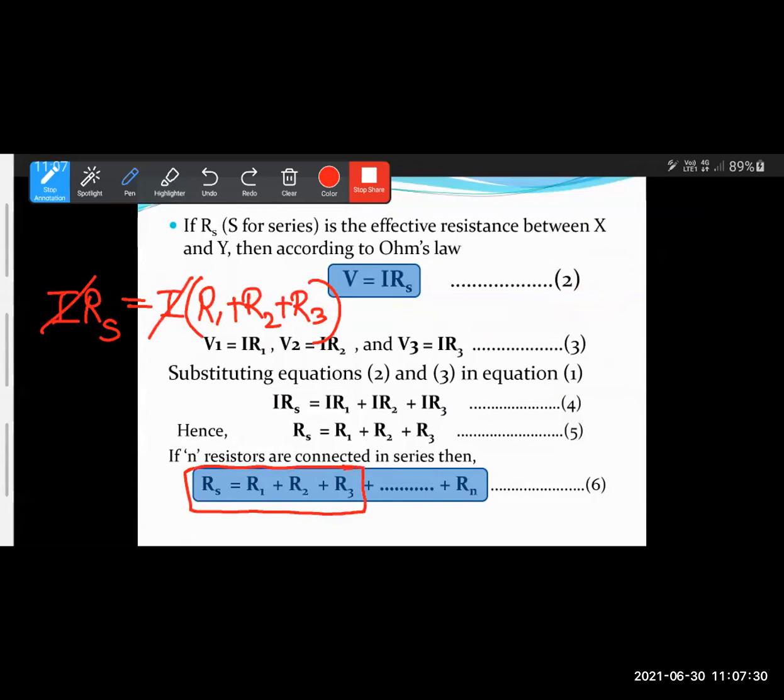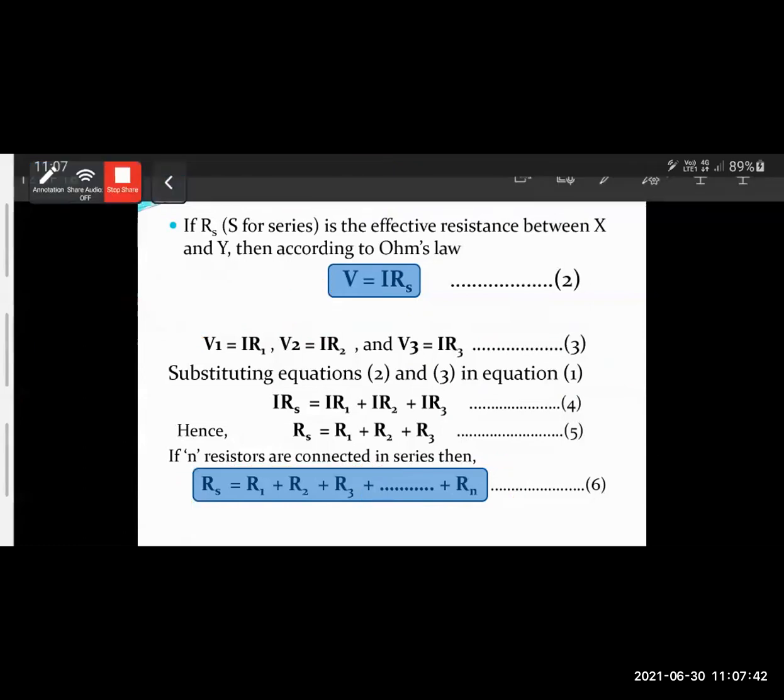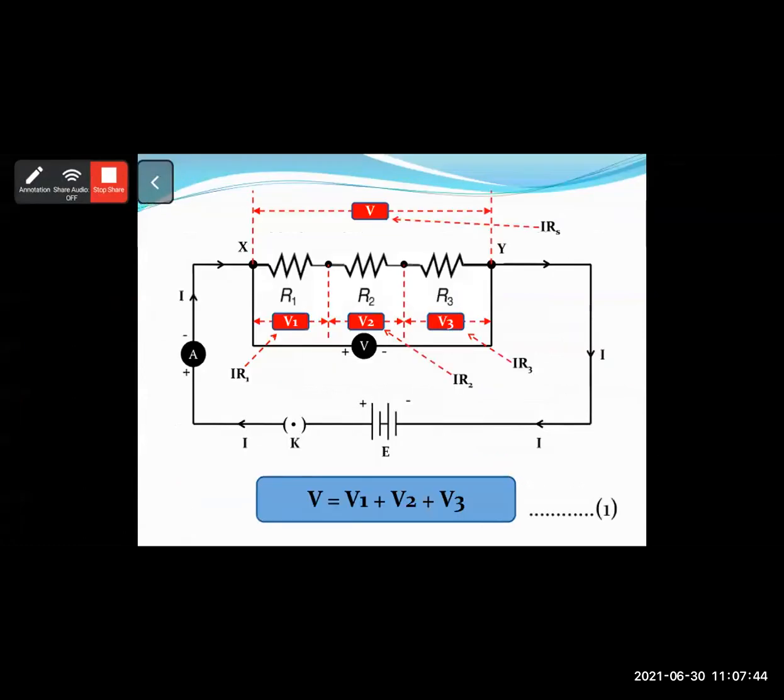Rs is equal to R1 plus R2 plus R3. Now what does this further statement mean? Plus up to Rn. Now in this case, how many resistors have we connected, students? We have connected only 3 resistances, right?